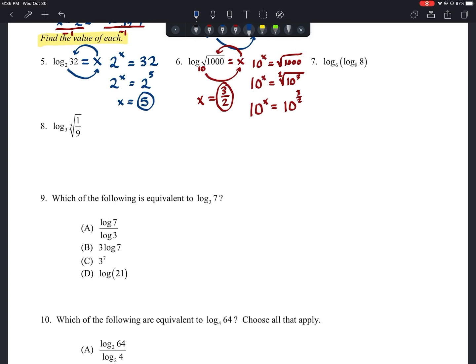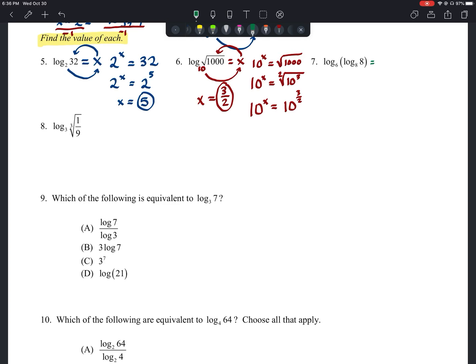Okay, moving on to the next one. For the next one here, let's see. I'm going to switch colors. Let's do a different color we haven't done. We have log base 6 of log base 8 of 8 is equal to something here.